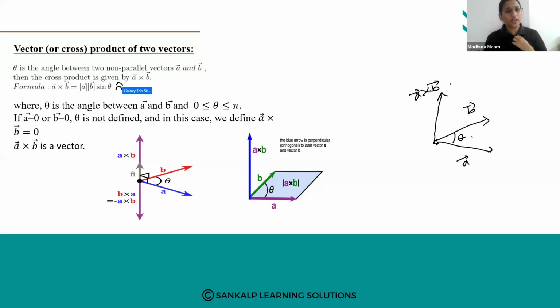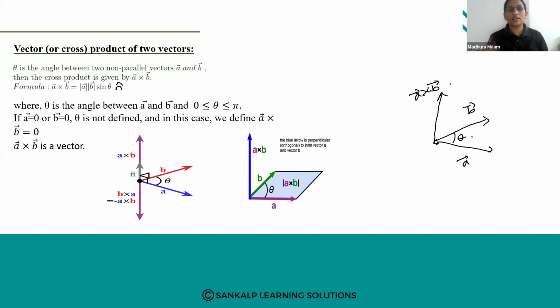Magnitude of A into magnitude of B into sine theta into n cap. n cap is a unit vector. It is written in order to make it a vector value. It is a unit vector, meaning its magnitude is 1. It doesn't change the meaning of that.